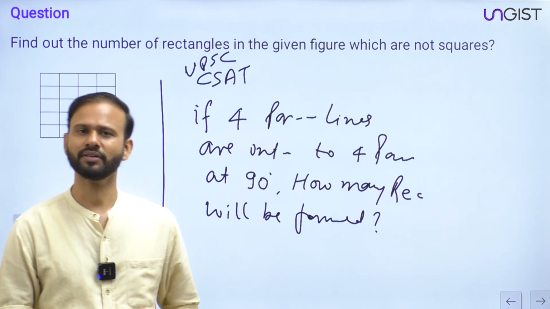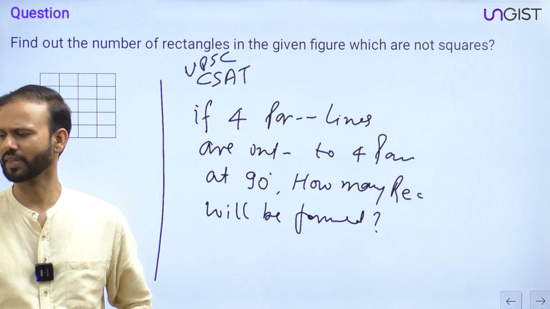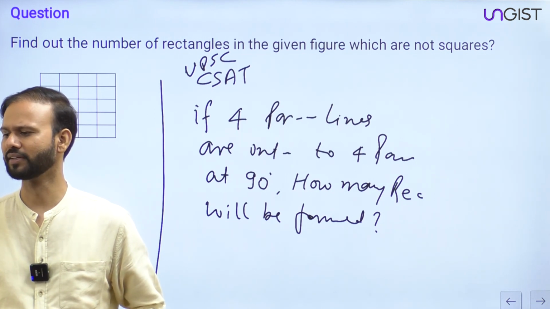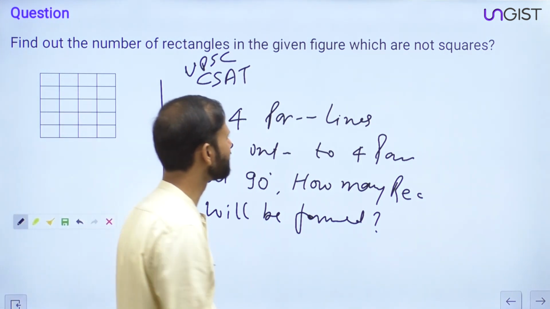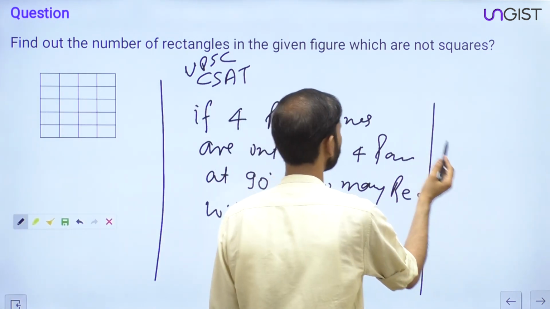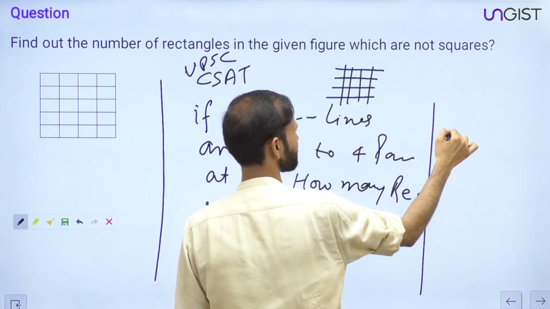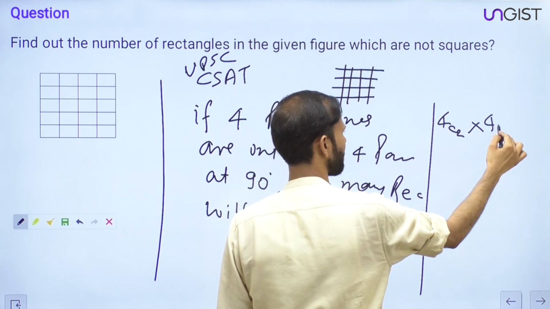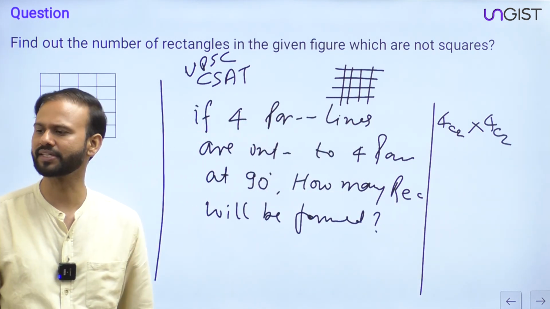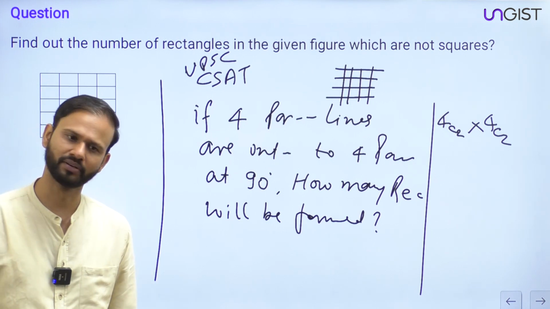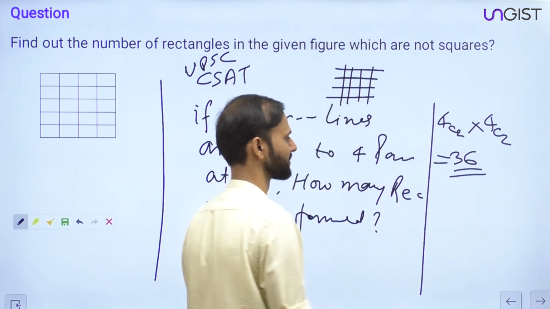Yes, very good. Can you tell me the answer, friends? Most of you are saying 36, 36, 36. The correct answer is 36. The reason is 4 parallel lines are intersecting 4 parallel lines, right, everyone? So this is 4c2 into 4c2. 4c2 is what? 6. 6 into 6 is 36. The answer will be 36.